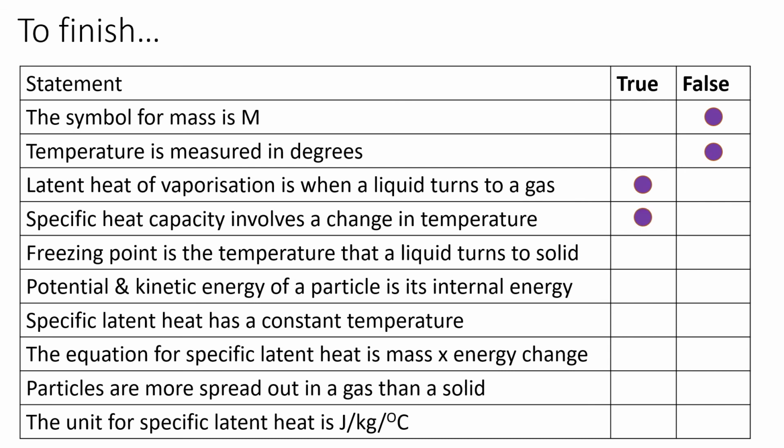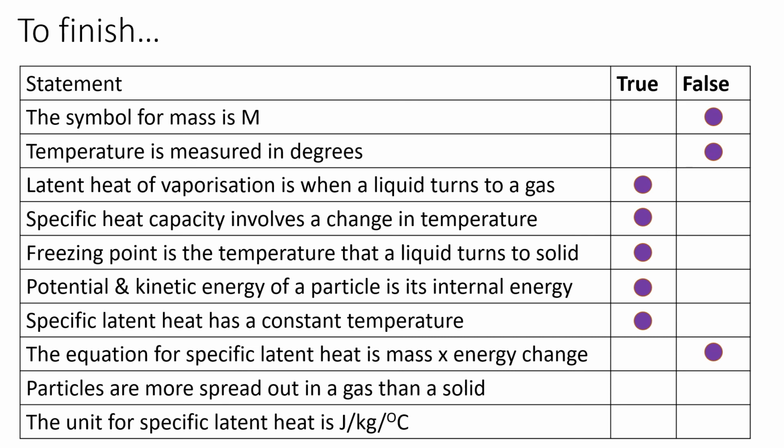Specific heat capacity involves change in temperature is true. The freezing point is the temperature where we get a liquid turned into solid is true. Potential and kinetic energy of a particle is its internal energy is also true. Specific latent heat has a constant temperature is true. The equation for specific latent heat is mass times energy change is false. It's mass times the specific latent heat is the energy change.